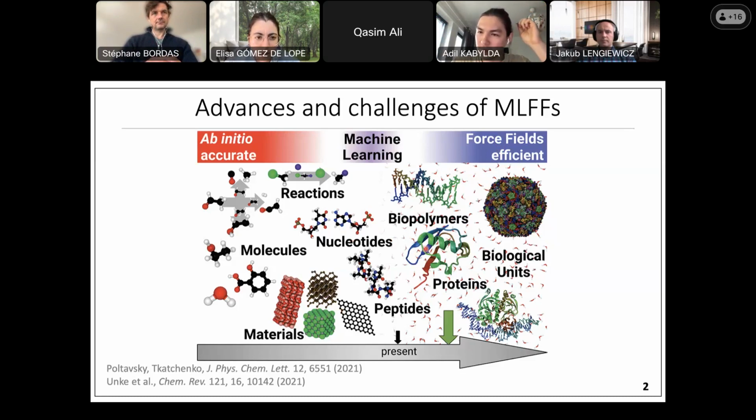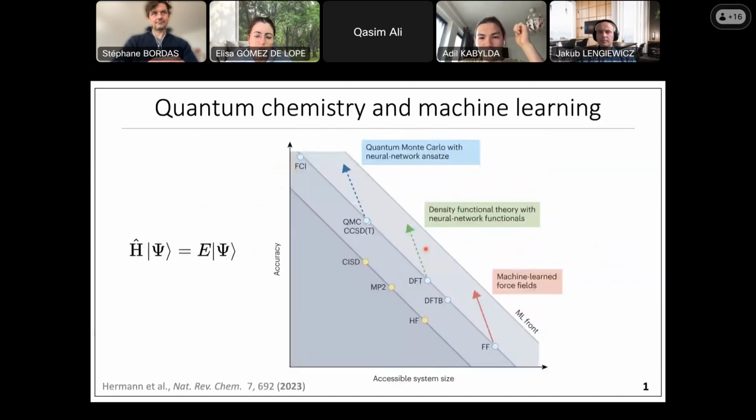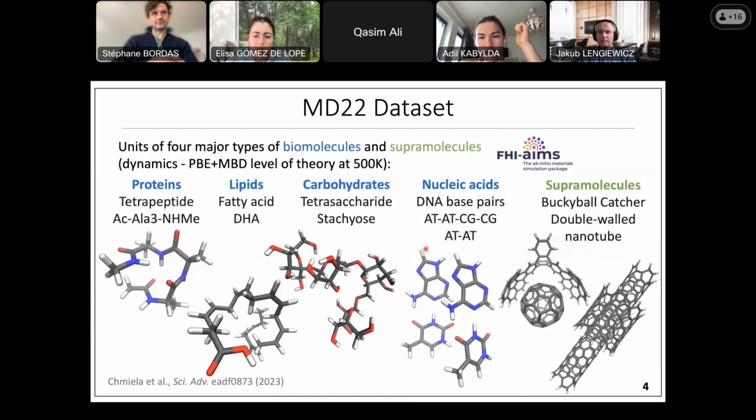And now a question from myself: the data set you use is basically different conformations of the same molecule all the time, or different molecules? So in this benchmark data set that we have here, MD22, we have 8 systems, 8 different molecules. For each of these molecules, we have several tens of thousands of structures. Okay, so we have different molecules and also many structures for each one of them.